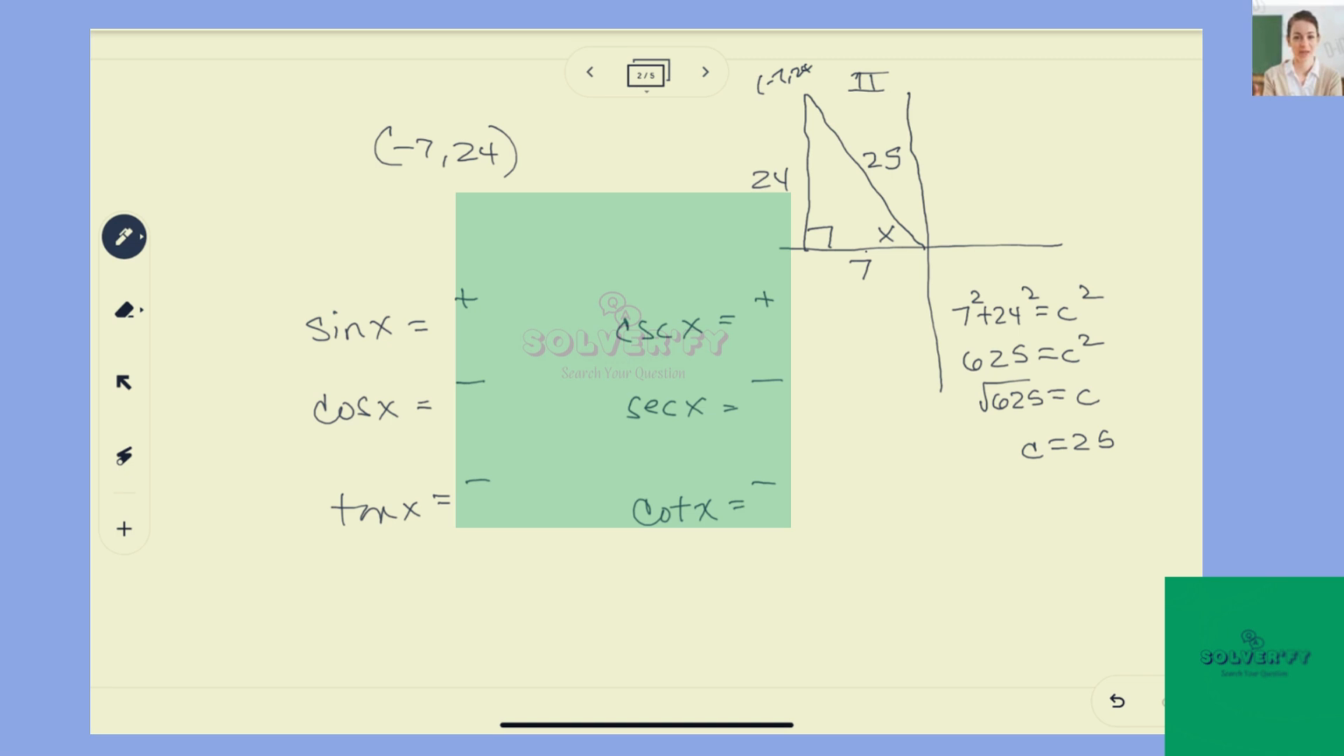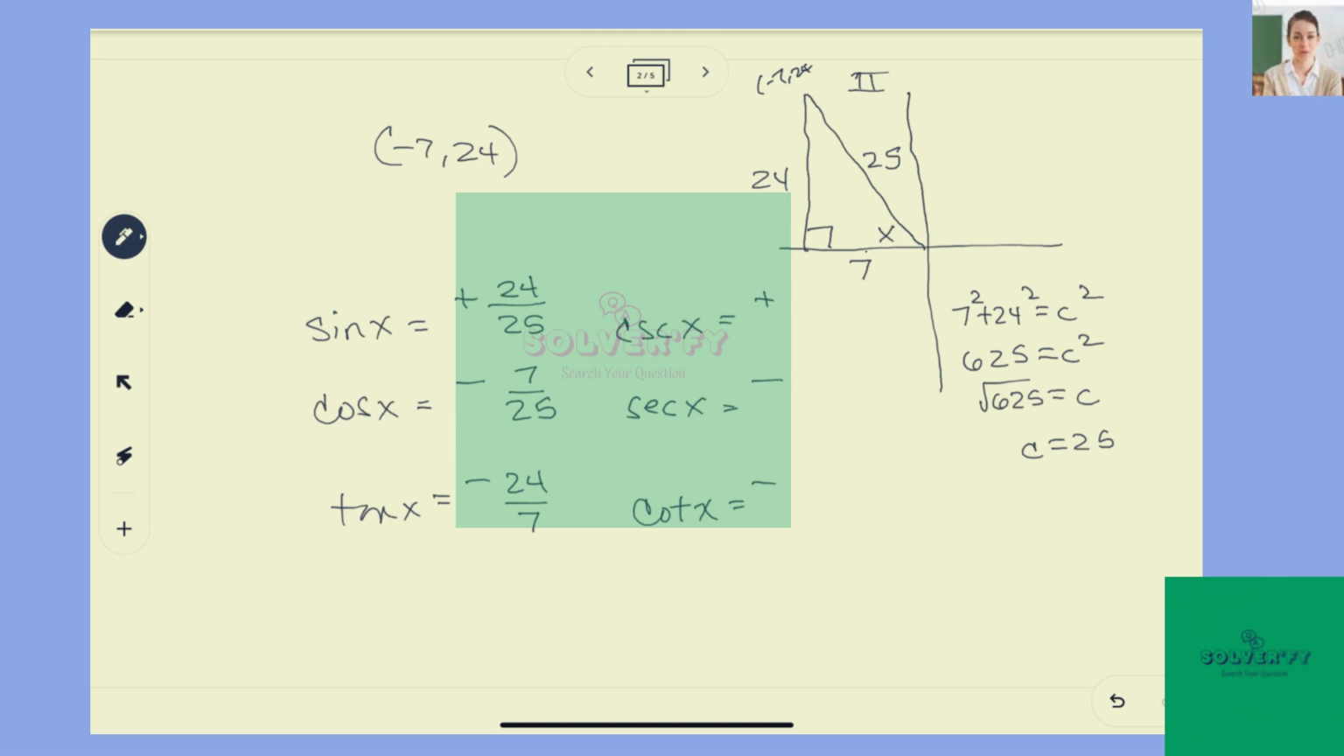Sine is the ratio of the side opposite the angle over the hypotenuse. In reference to angle X, 24 is opposite, and the hypotenuse is 25. Cosine is the ratio adjacent side over hypotenuse. In relation to X, 7 is the adjacent side over the hypotenuse. Tangent stands for the opposite side over the adjacent. That would be 24 over 7.